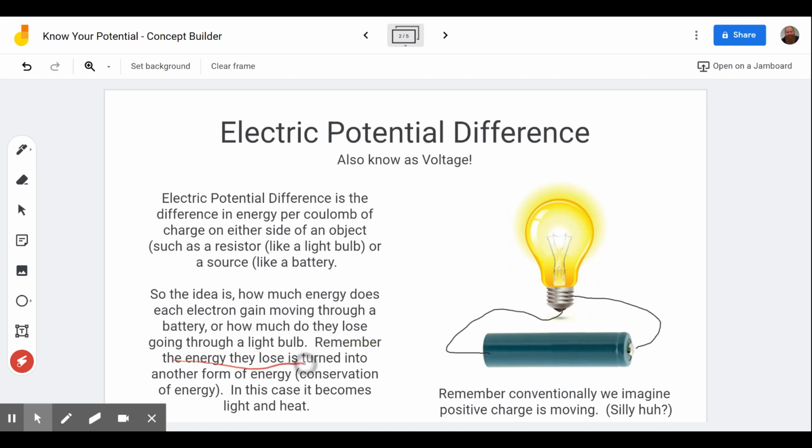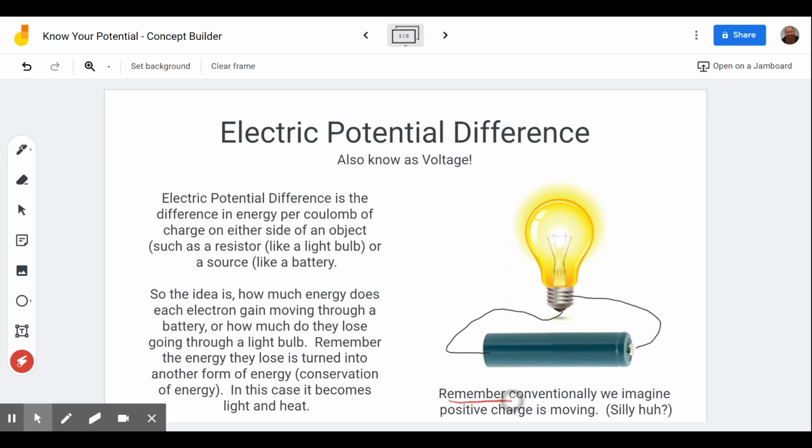Remember, the energy they lose is turned into another form of energy because of conservation of energy. In this case, it has become heat and light. In the case of a light bulb, it becomes heat and light. Of course, it does processing in your computer and it does all kinds of different things, makes things spin in electric motors and so forth. It gives them mechanical energy.